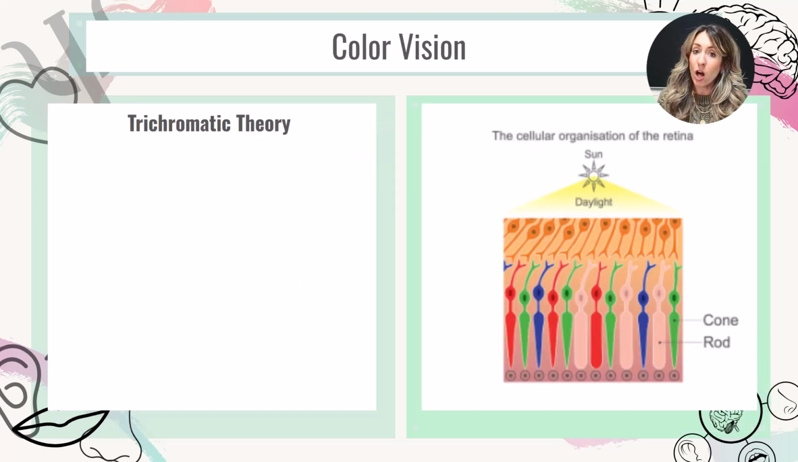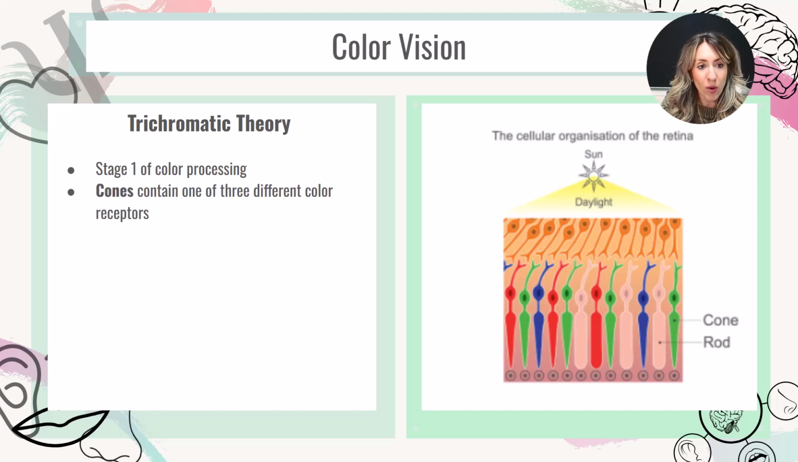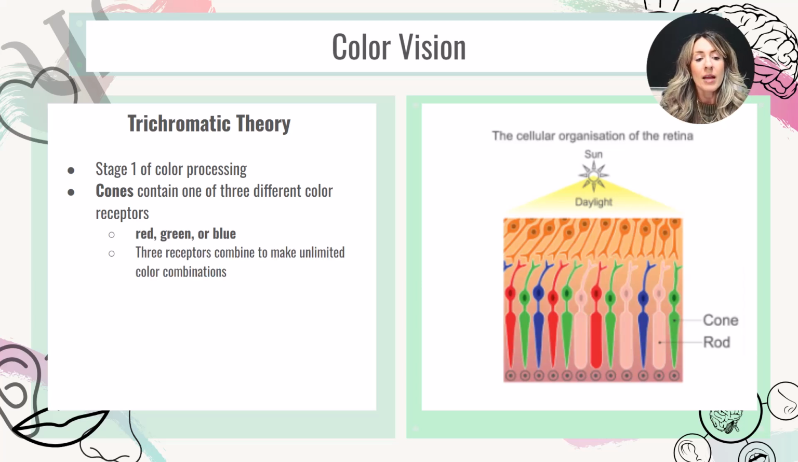Okay, so moving on to color theory, there are two theories of color that we need to focus on, and the first is this idea of a trichromatic theory. So if you look at this picture of the retina, you will see that there are cones in three colors, trichromatic, right? So this first stage of color processing is the idea that your cones contain one of three colors. So it's either a red cone, a green cone, or a blue cone. Now, what happens is that your red, green, and blue cones combine to make the entire spectrum of colors that you can see. And this is very similar to how a TV works, where they just combine those three wavelengths to create all other wavelengths.